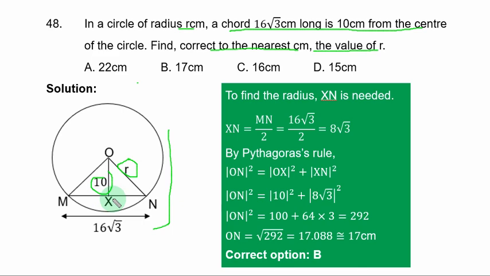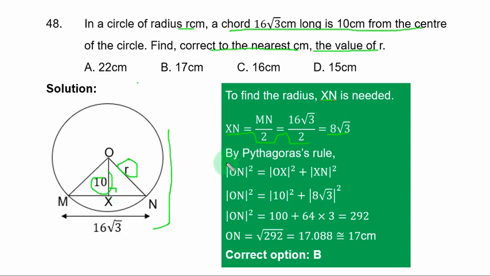Now the whole chord MN is 16√3. Half of it, that is from S to N, is 8√3. We divide through by 2. To find the radius, SN is needed, and SN is equal to MN/2, as I've explained earlier. That is 16√3/2, and you have 8√3. To find R, because you have a right-angled triangle, you use Pythagoras' rule.